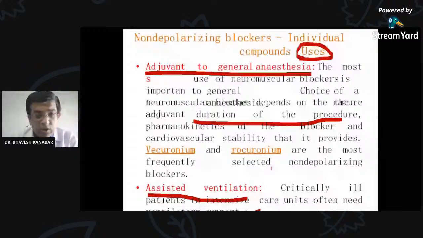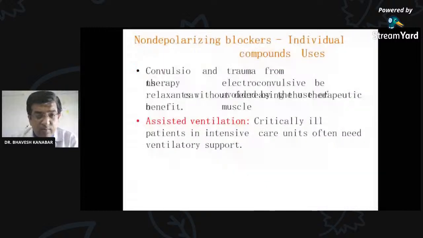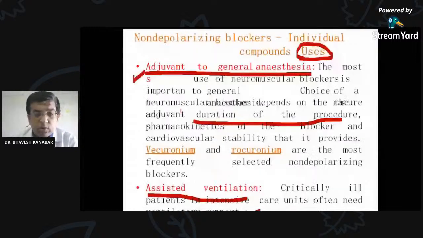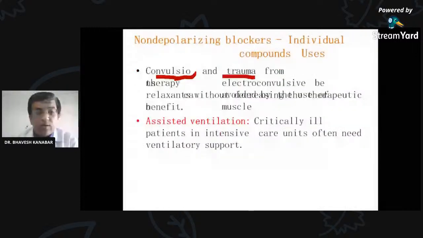Another use is convulsion and trauma. These are also used to prevent convulsion and in trauma to relax the muscle, but it is less commonly used. Assisted ventilation is already written over here, a second time. So that is the use. The main use is during surgery. During surgery, these non-depolarizing blockers are used, most commonly rocuronium.